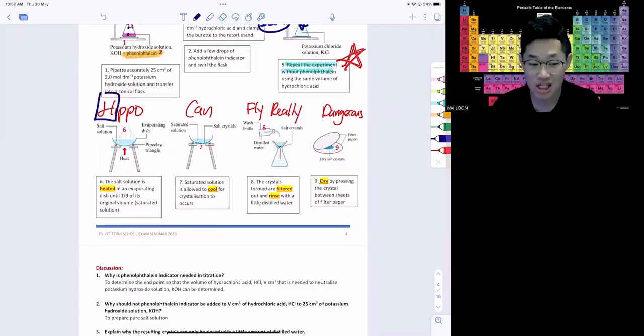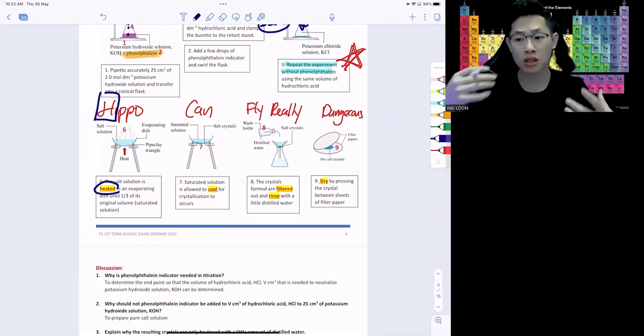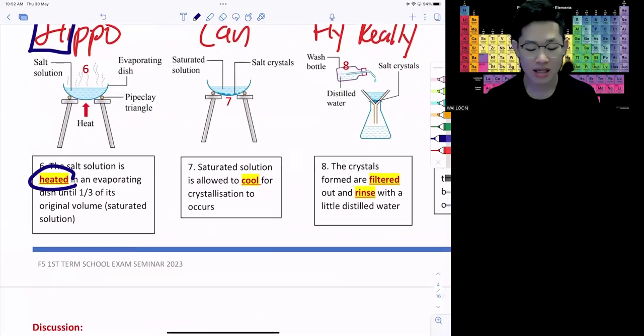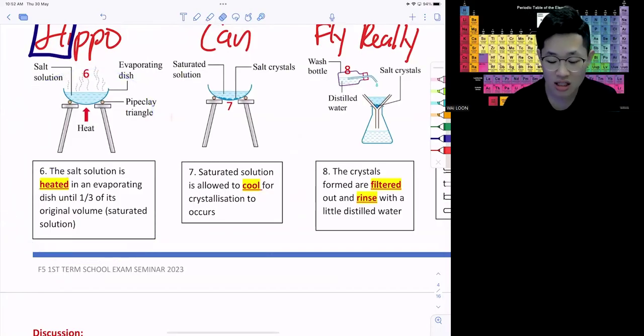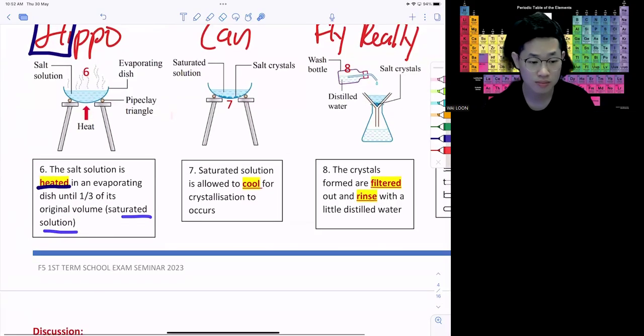Hippo starts with the letter H. H means we have to heat. We have to heat the salt solution we got to evaporate the water. It's like seawater. I want to turn seawater into solid salt. What do I do? I evaporate the water. By heating it, we speed up the evaporation process. So we have to heat the solution until 1/3. I have to write 1/3 of its original volume to obtain a saturated solution.